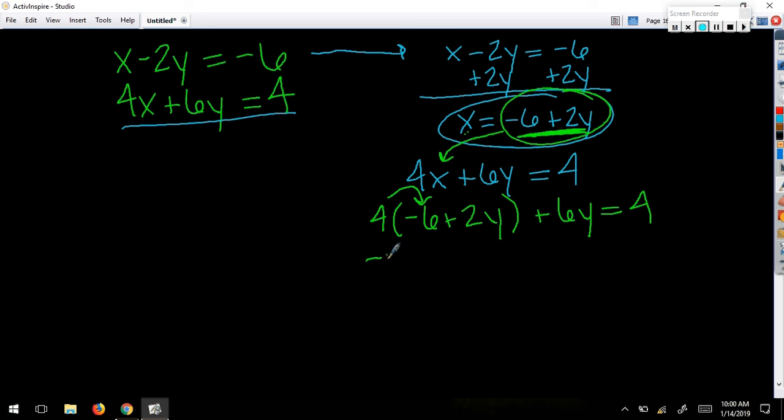Negative what? 24? Oh, see, I was about to say that. And what's 4 times 2y? 8y. The plus 6y is still here equals 4. Now this is the part where y'all ought to fly through like pros because this is solving the equation. Yeah, we combine the like terms, so 8y and 6y.